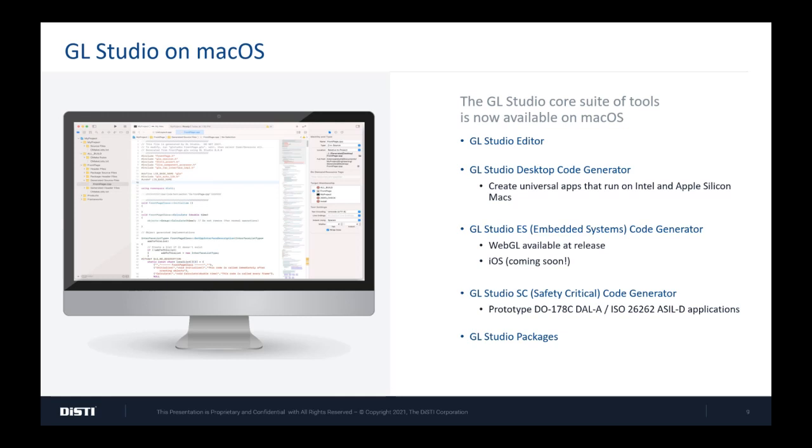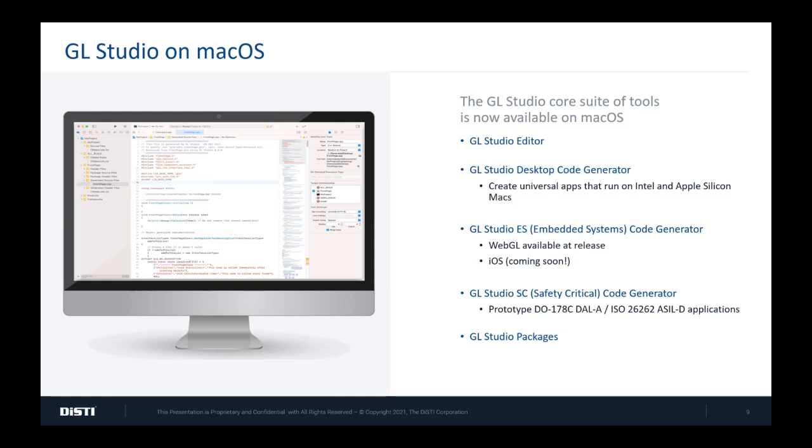With our ES or embedded systems code generator, at release, you'll be able to deploy to WebGL. So this is a way of deploying web applications from macOS. In a future release, we plan to release support for iDevices, including iOS, Apple Watches, TV, and so forth. This will also allow users to prototype embedded content. For example, if you were to deploy to embedded Linux or Android or any other embedded system, you can prototype this content on macOS.